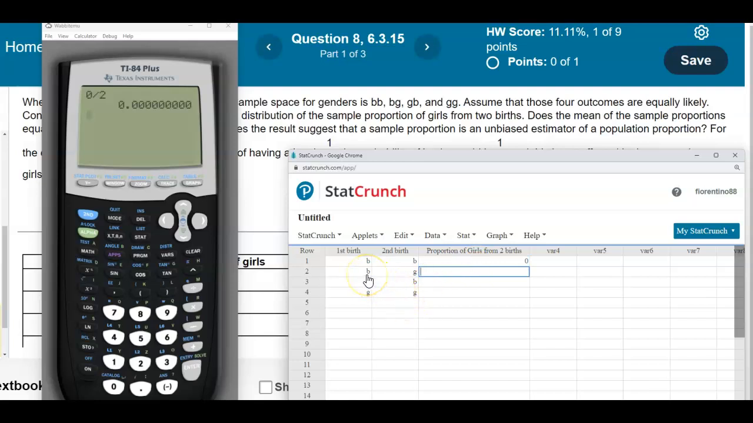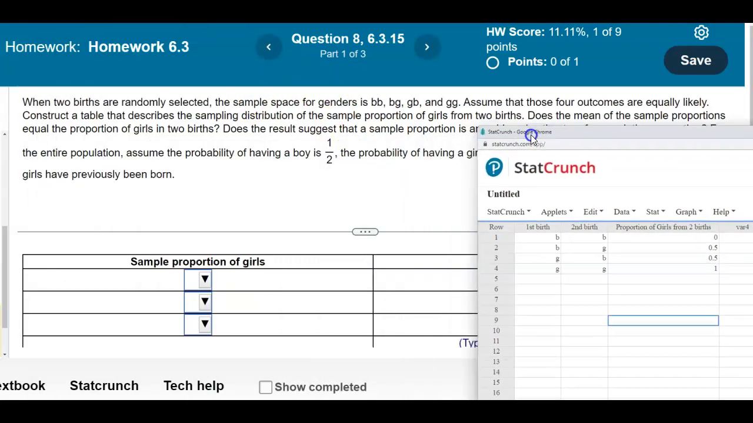If we have 1 boy and one girl, that means we get 1 girl out of the 2 births, so 1 divided by 2 is going to give us 0.5. Likewise, for the third scenario, a girl in the first birth and a boy in the second birth, again that's 1 divided by 2, which gives us 0.5. Let's put that in there. And the fourth scenario is a girl and a girl. That means we get 2 out of 2, which gives us a proportion of 1. Now let's fill in our table here.